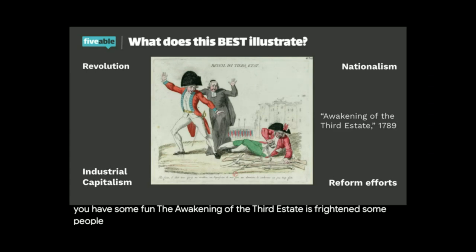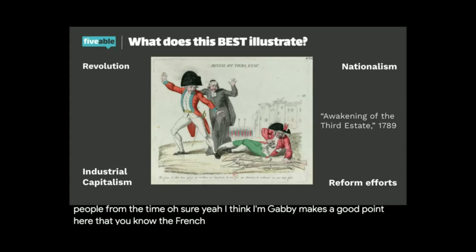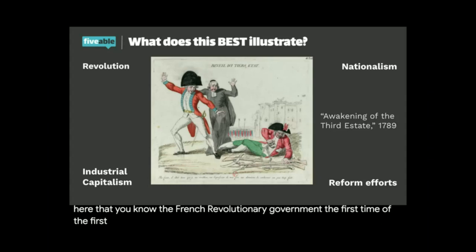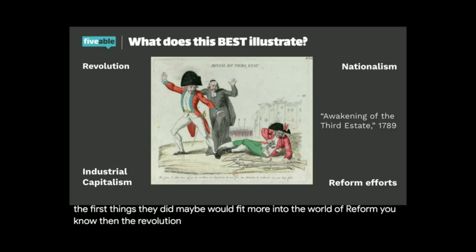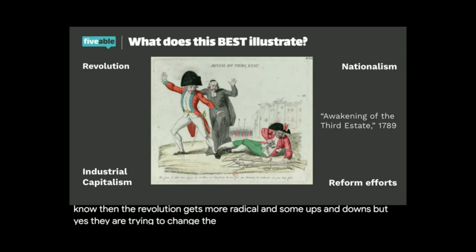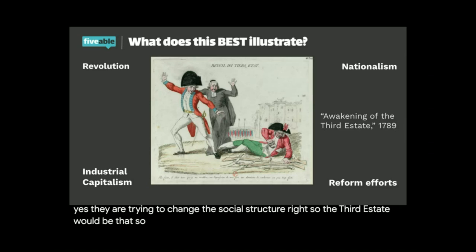So this was from the time. Oh, sure, yeah. I think Gabby makes a good point here that the French revolutionary government, some of the first things they did maybe would fit more into the world of reform. Then the revolution gets more radical and there's ups and downs. But yes, they are trying to change the social structure, right? So the Third Estate would be that. So I had revolution in mind when I made this.